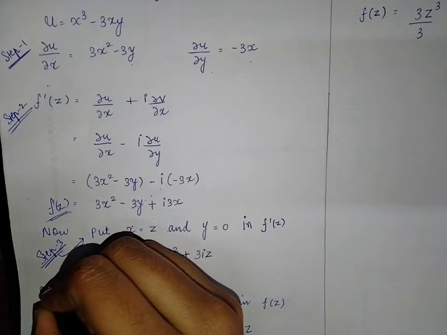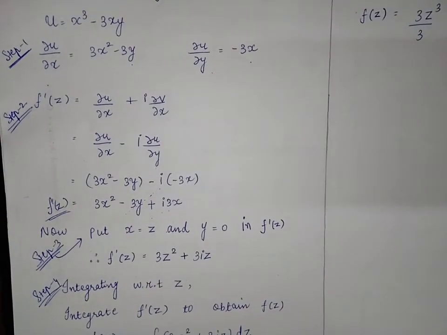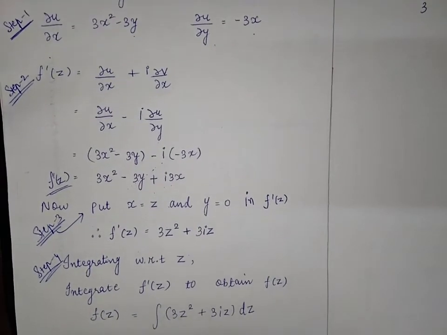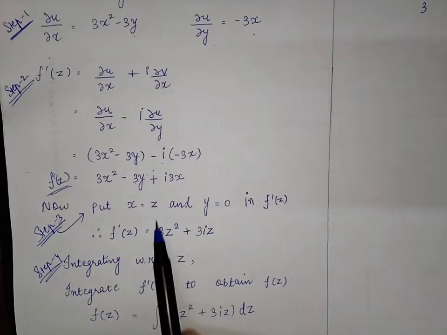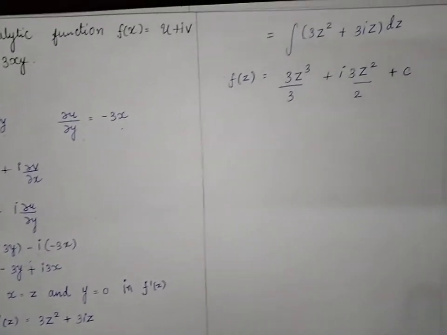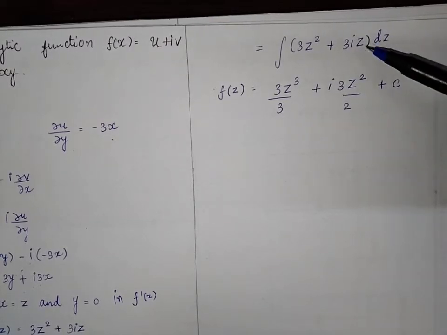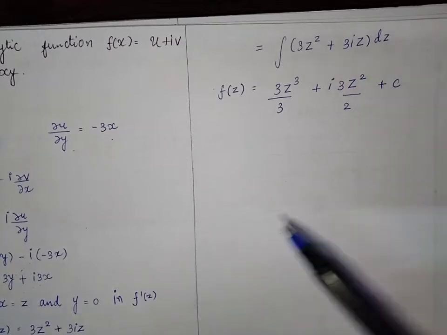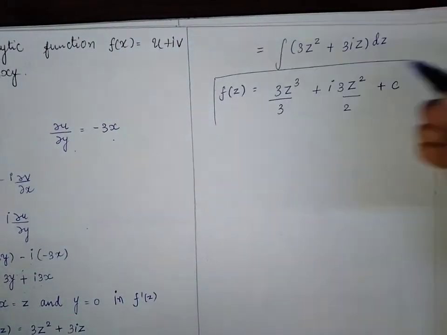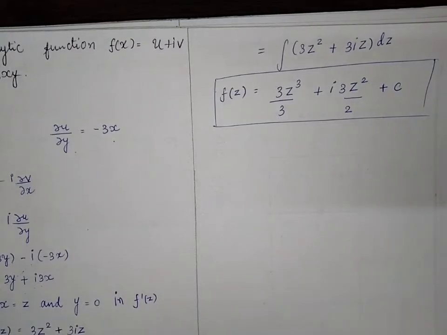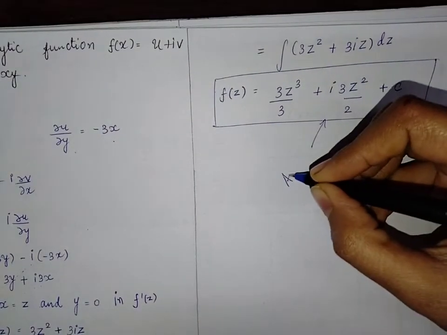Now we have to go for the step 4. What is your step 4? You have to integrate f dash of z to obtain f of z. You have to integrate with respect to z. So if we want f of z, we integrate f dash of z. So integrating this term we will get, integration of z square is z cube by 3, and integration of z is again z square by 2, so you will get f of z. So this is your final answer. Okay, and we have to find the analytic function. So this is our analytic function.